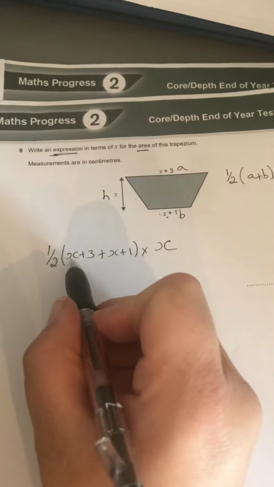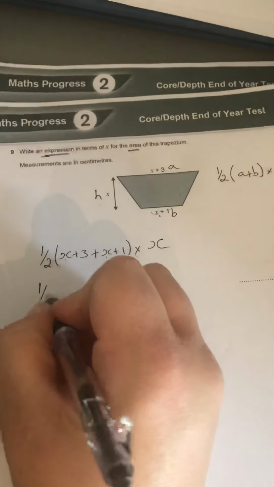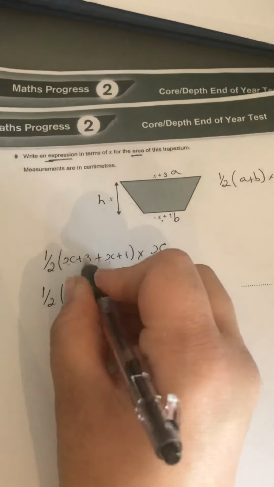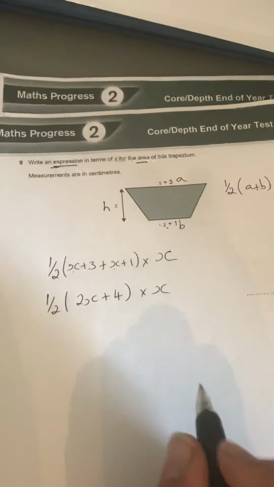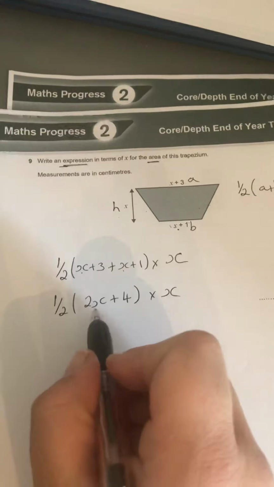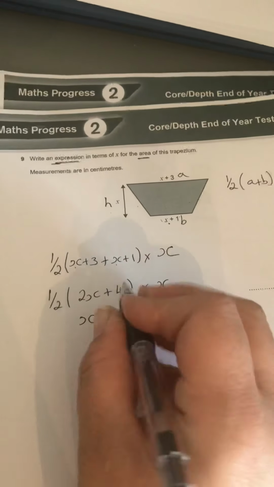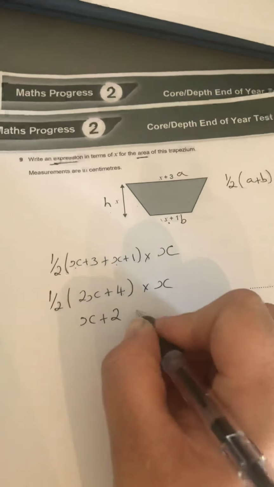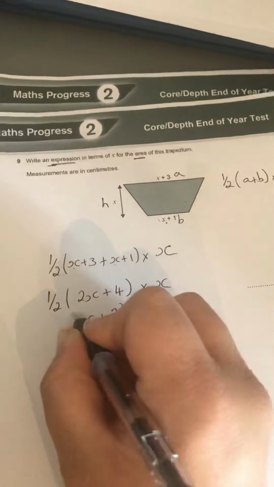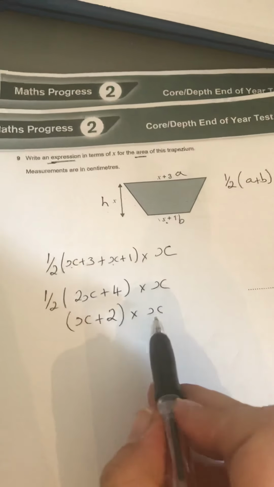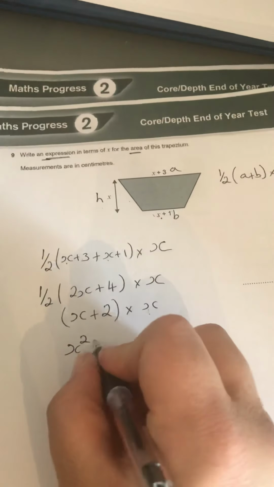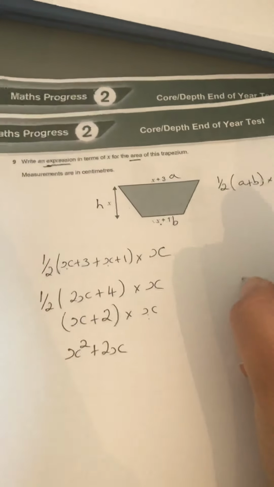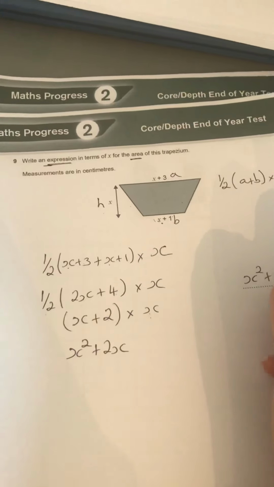Let's add these together. X add x is 2x. 3 add 1 is 4, times x. Let's half it. Half of 2x is just x. Half of 4 is 2. I'm still times-ing it all by x. X times x is x squared. X times 2 is 2x. So that final answer there is x squared plus 2x.